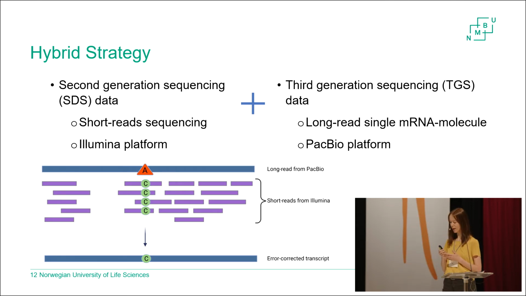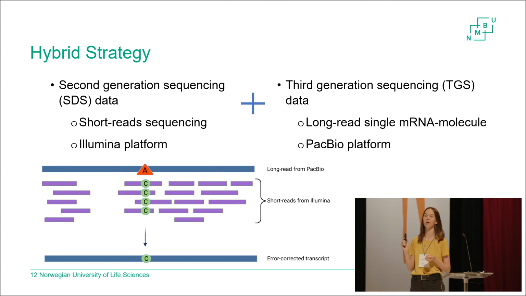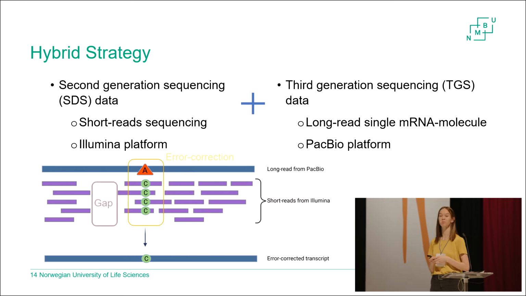And here you can see a schematic illustration of alignment of PacBio and Illumina results, where we can find an error in a PacBio transcript that was corrected by short reads from Illumina. And in addition, we can find a gap in Illumina results, which could be a problem in assembly without the long full-length PacBio transcript.